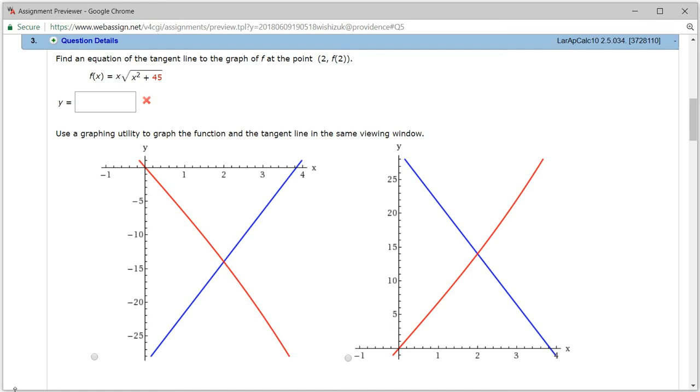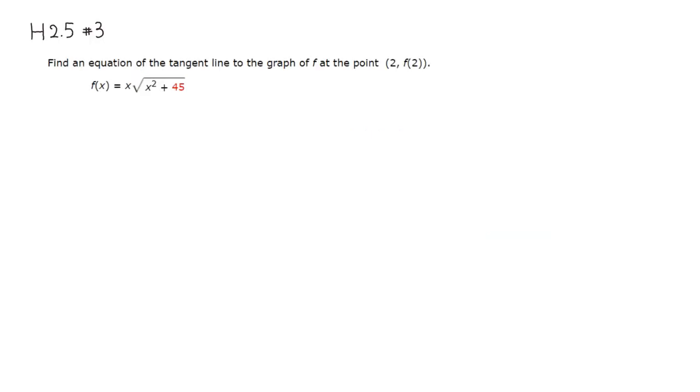All right, let's look at homework 2.5, problem number 3. We want to find an equation of the tangent line to the graph of this function at x equals 2. All right, so let's do that.